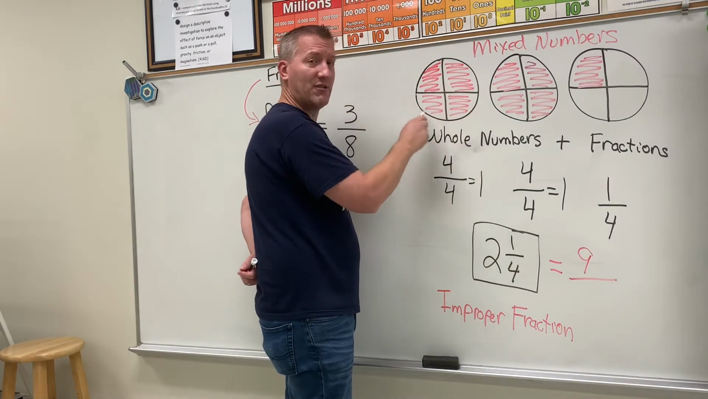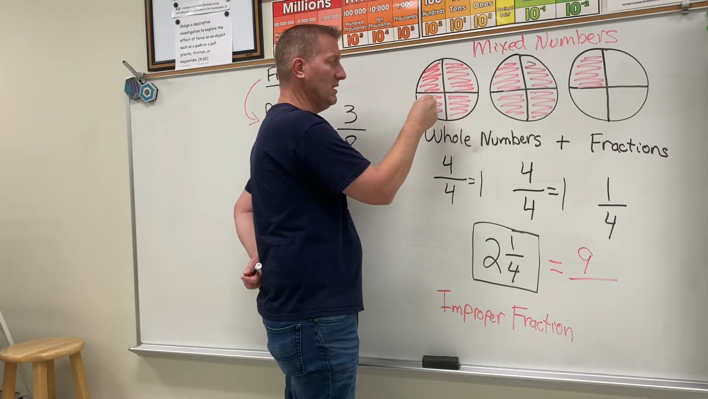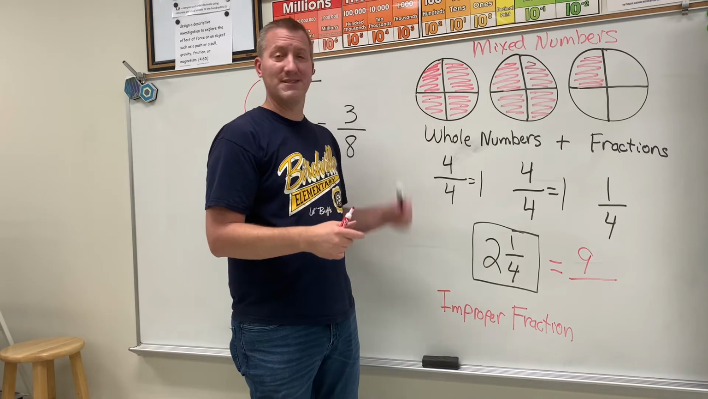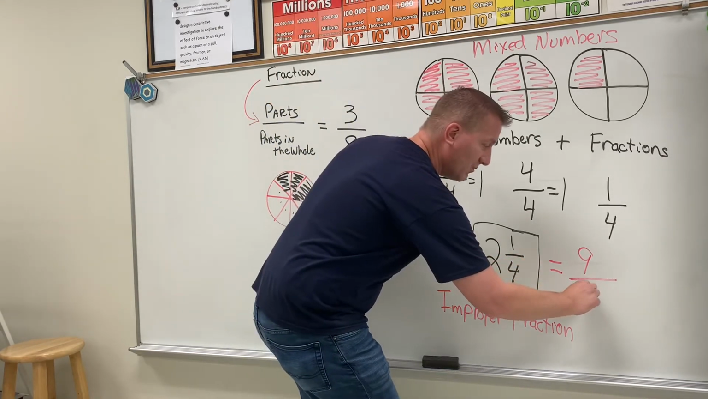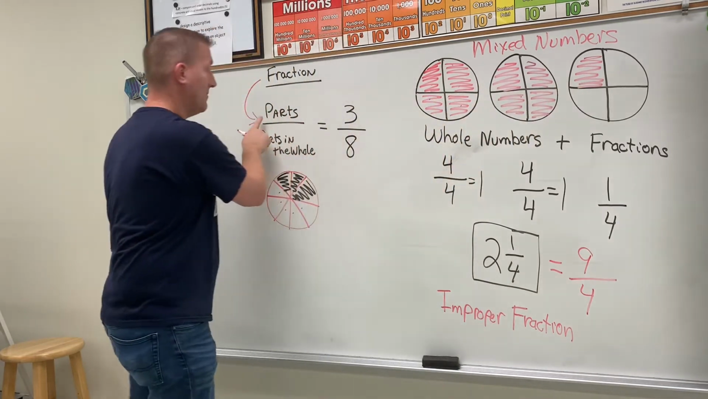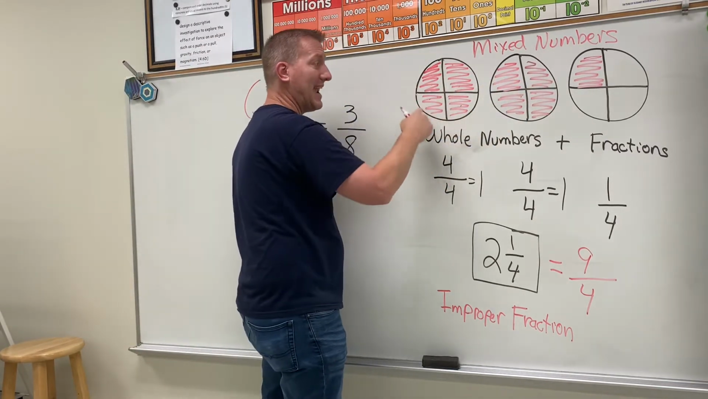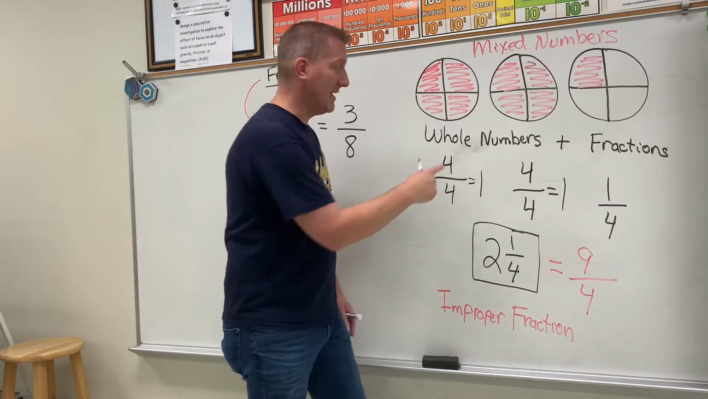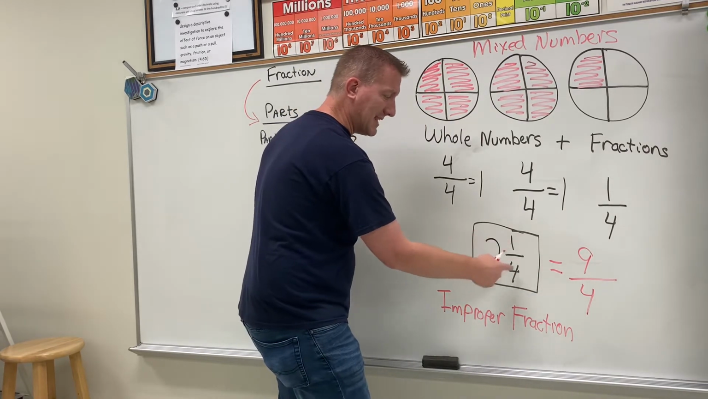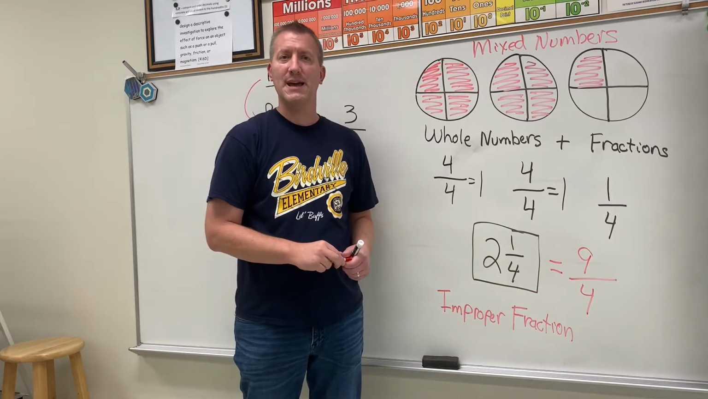This is a whole pie, right? How many parts are in this whole? 1, 2, 3, 4. There's only 4 parts in that whole. So your fraction would be 9 parts. Remember, parts over parts in the whole. 9 parts are shaded, and a whole is only 4. So it would be 9/4. So that would be the same as saying 2 1/4 = 9/4. Okay?